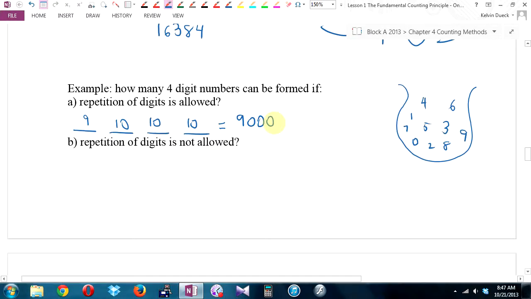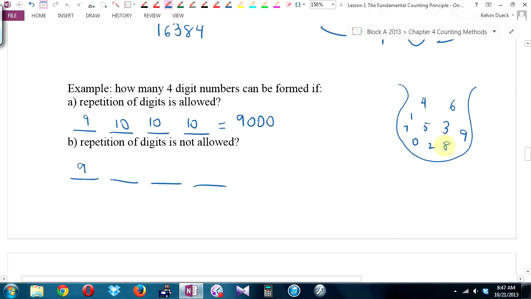What if you're not allowed to use the same digit twice? What if repetition of digits is not allowed? I'm still going to draw 4 blanks. When repetition is not allowed, I tend to just make up an example. First of all, how many choices do I have for the first digit still? 9. So I'm going to write a 9 here, and I'm going to pretend I got something.